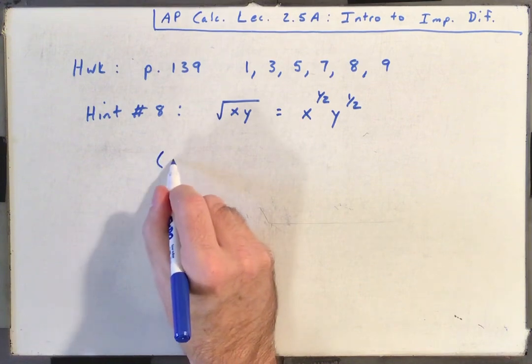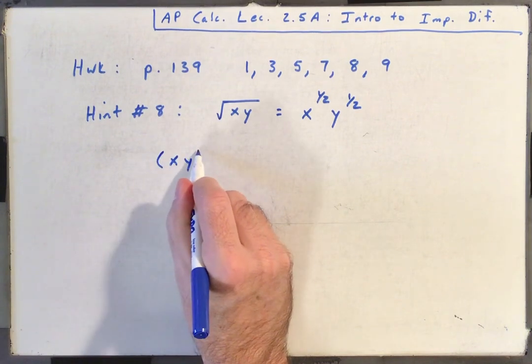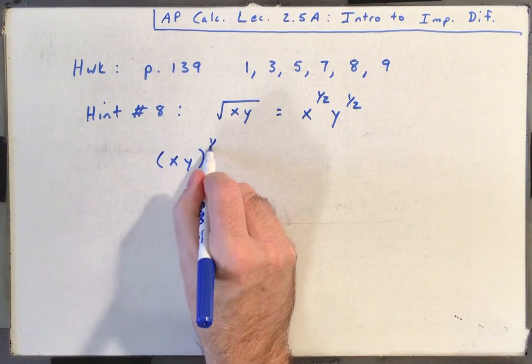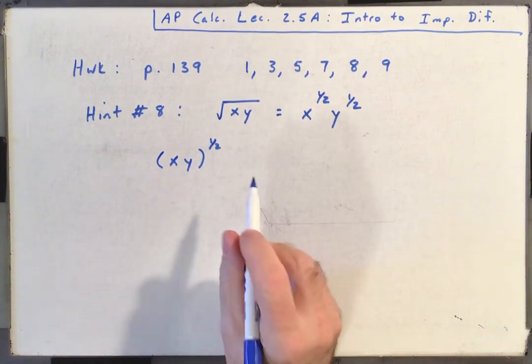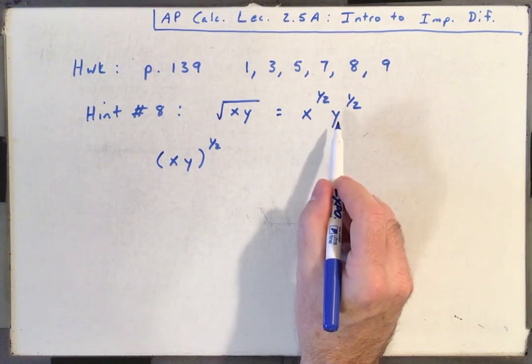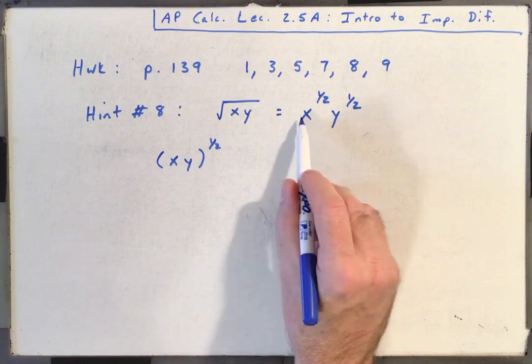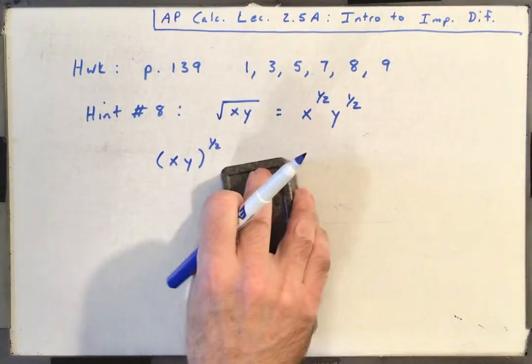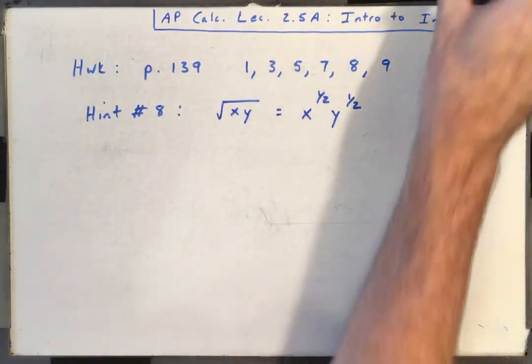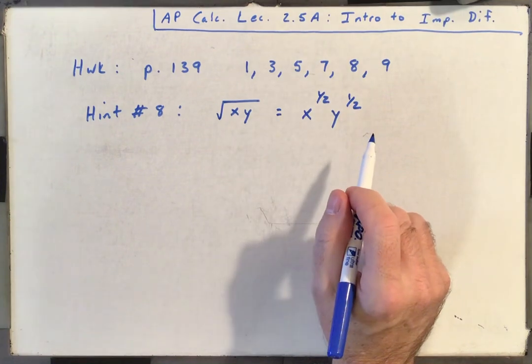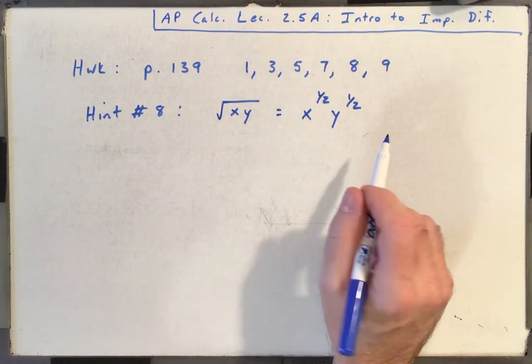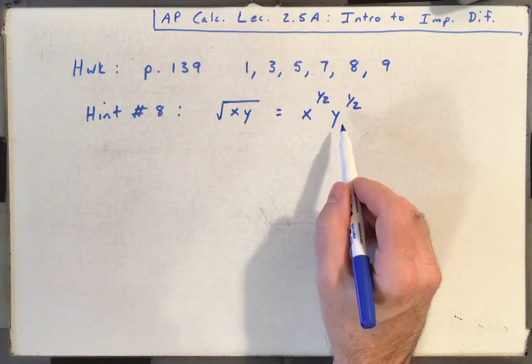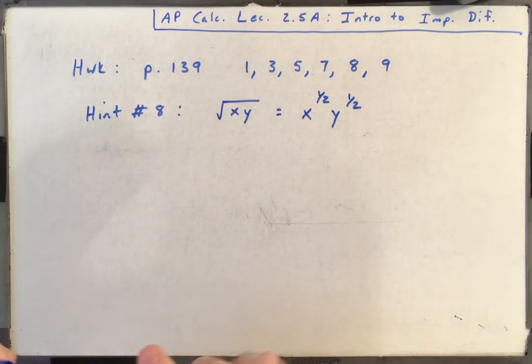Some people choose to think of it the other way, but I do think you'll find it easier if you do it this way. So just think of the square root of x times y as x to the 1/2 times y to the 1/2, and I think the work that you do will be a little easier that way. Okay, that's it for this lecture, and I will talk to you next video.